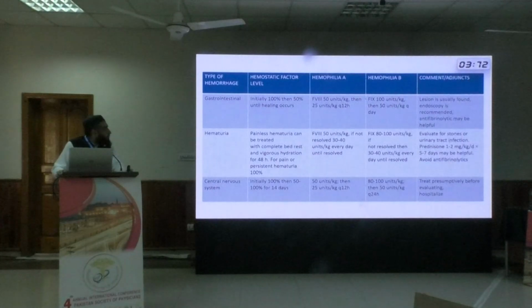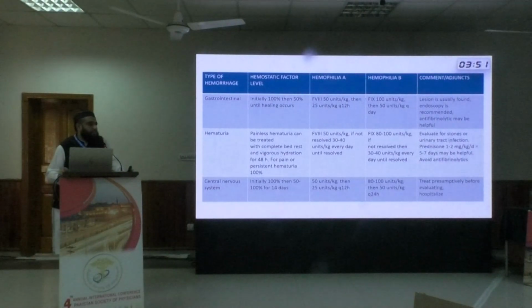In GIT bleeds, we use 100% initially and then followed by 50%. Antifibrinolytic therapy can be helpful, and endoscopy can be performed to look for the site. In hematuria, a patient presenting with painless hematuria, only complete bed rest and good hydration can cure.